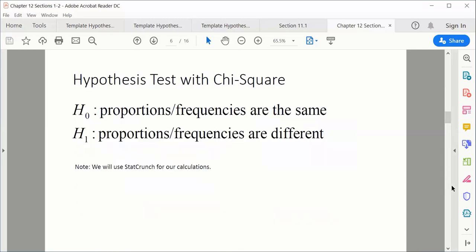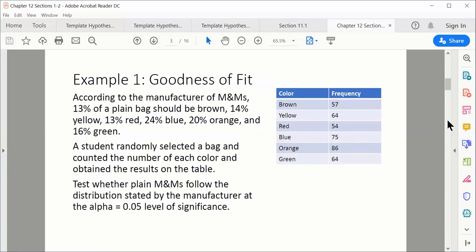So our hypothesis test with chi-square has a null hypothesis saying the two proportions or the two frequencies are the same, that everything's the same, and H1, the alternative, is that they're different. If I go back to the examples, with the M&Ms model, the null hypothesis says that these frequencies are the same as the M&M frequencies, the percents they gave us.